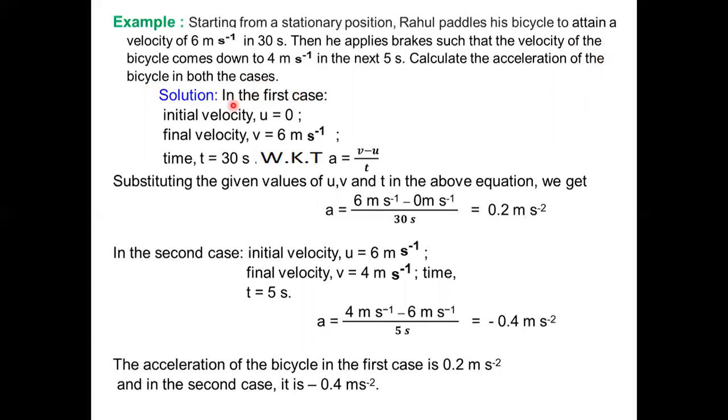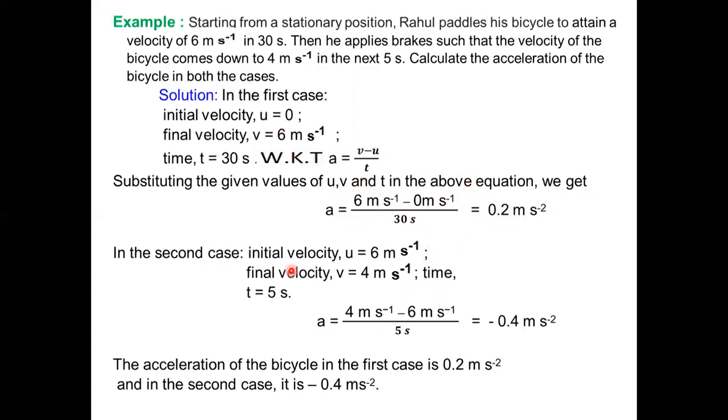Solution here, in the first case, the initial velocity u is 0 here. Means the object is not moving here. Final velocity v is 6 meters per second and time t is 30 seconds. We know that acceleration equals final velocity minus initial velocity by t. Substituting the given values of u, v and t in the above equation, we get a equals v, 6 meters per second, minus u, 0 meters per second, by the time, 30 seconds. We will get 6 minus 0, 6 by 30, it is 0.2 meters per second squared.